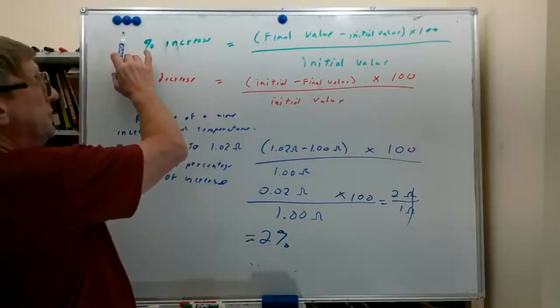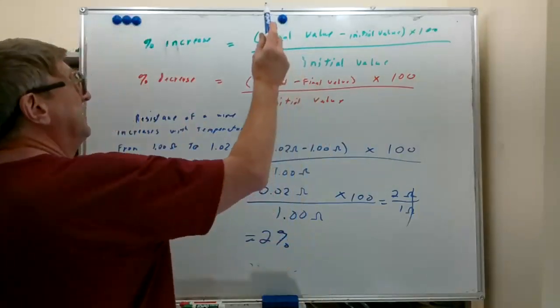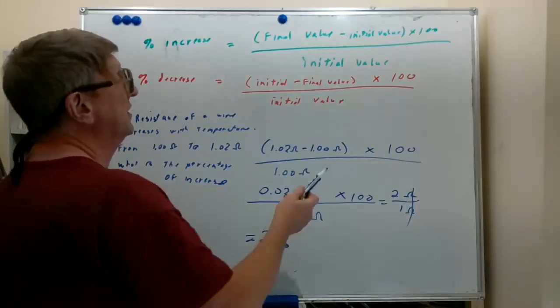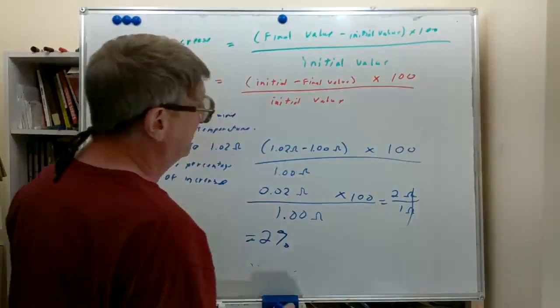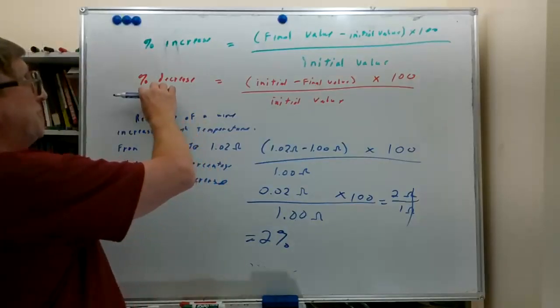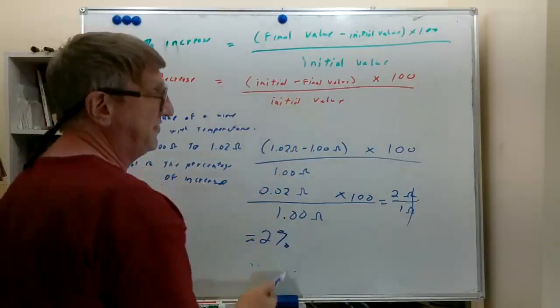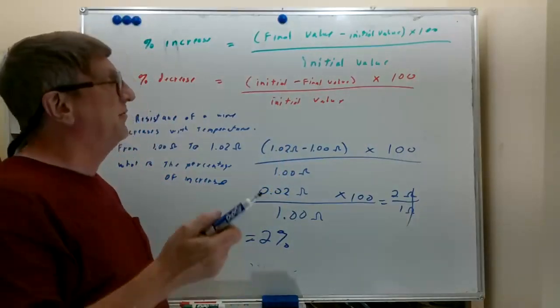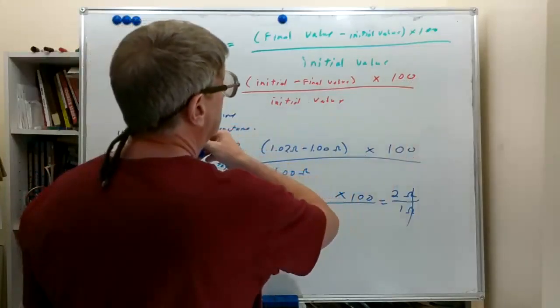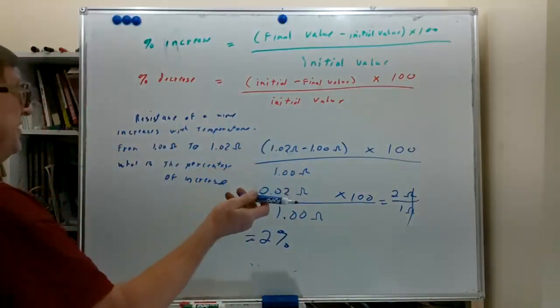So these are important formulas. To find the increase, take the final value minus the initial value. That gives you a positive number for your increase. Multiply it times 100, then divide it by the initial value. If we want to find a decrease, take the initial value, subtract the final value. That gives you a positive number for your decrease. Multiply it times 100, divide it by the initial value. That gives you the percent decrease.